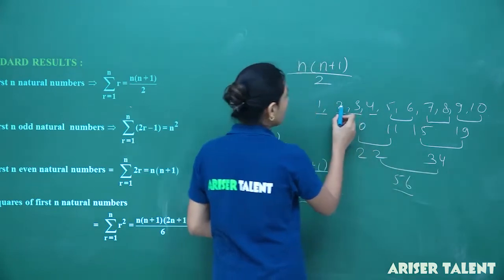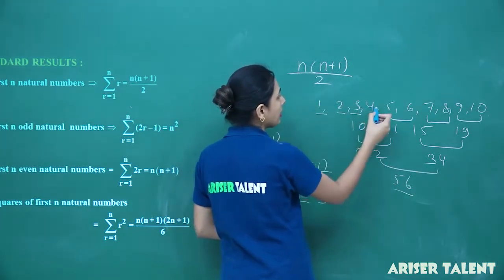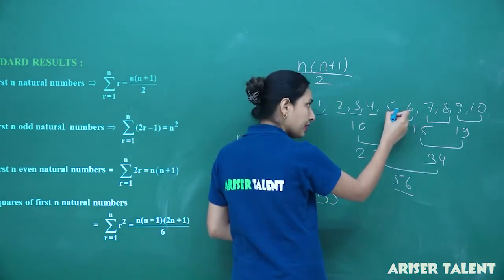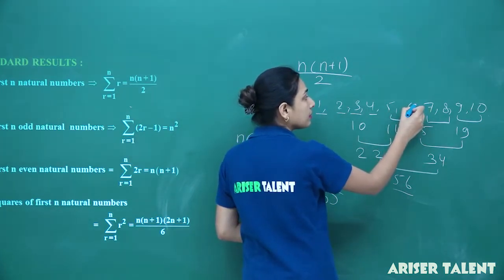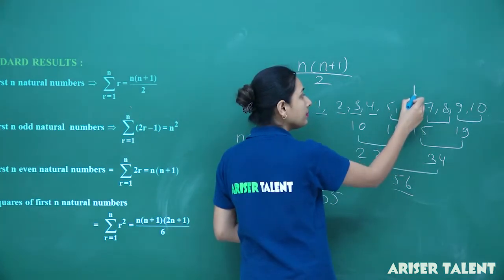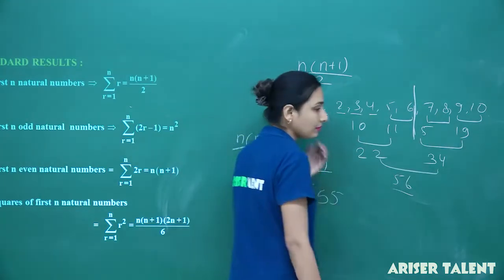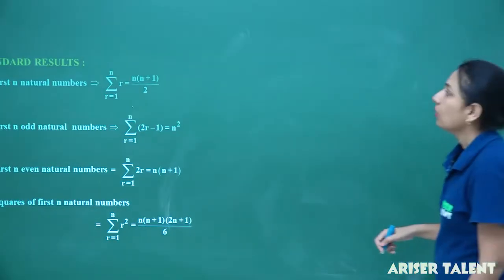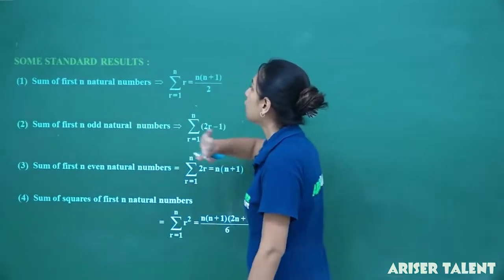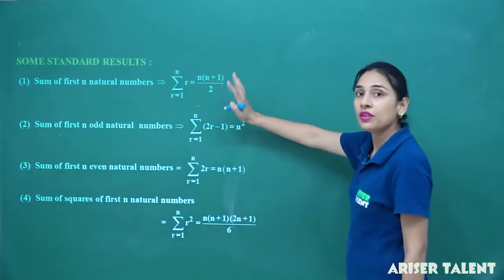14, okay. 3, 4, 5, 6, 10, 15. Until here it will be, okay. So the sum of the first n natural numbers is n(n+1)/2.